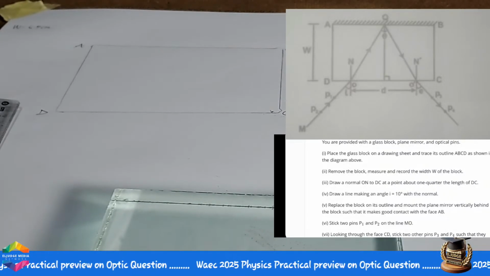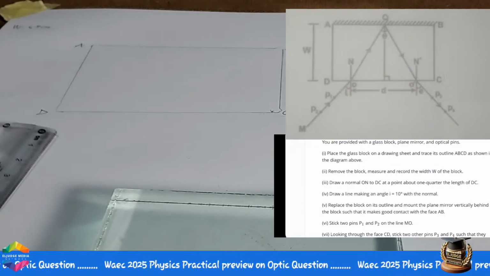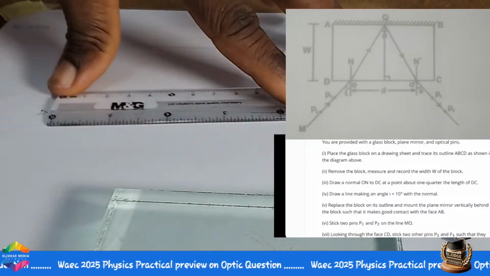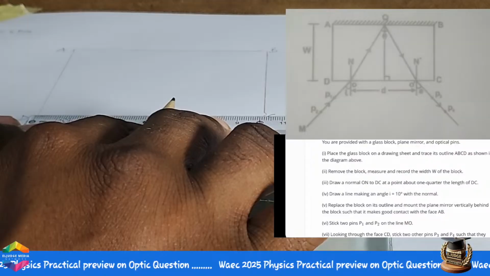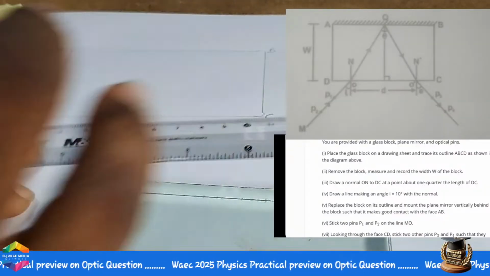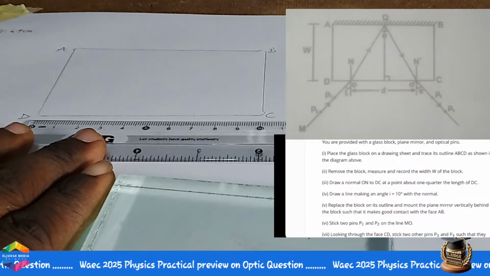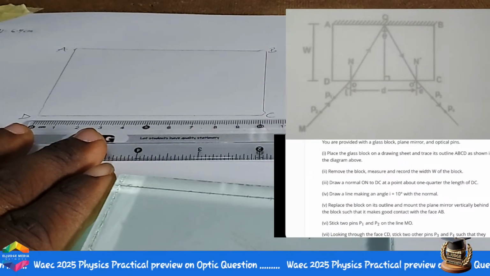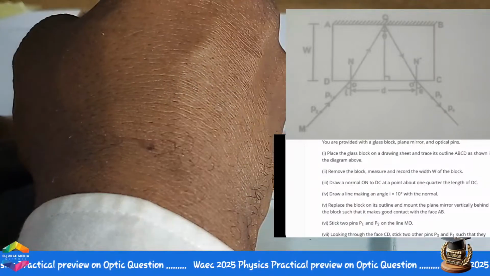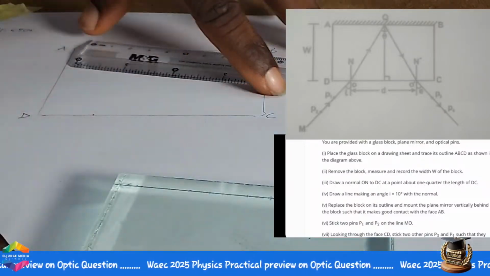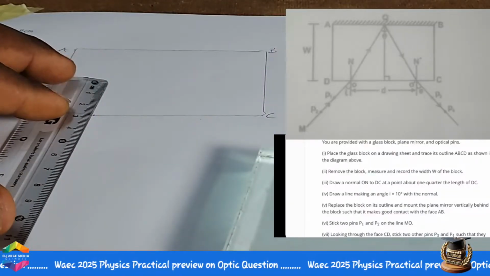Then draw a normal ON to DC at a point about 1/4 of the length of DC. You calculate the length of DC. Look at the length of DC. The length of DC is 10 centimeters. So in this case, 10 divided by 4, that's 2.5. So just mark 2.5 up and mark 2.5 down. Well, I don't need to mark the up, just mark it here.